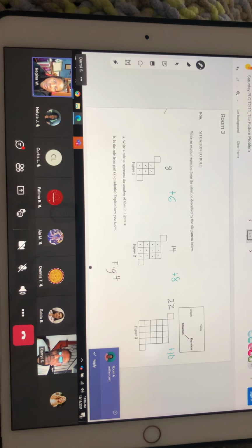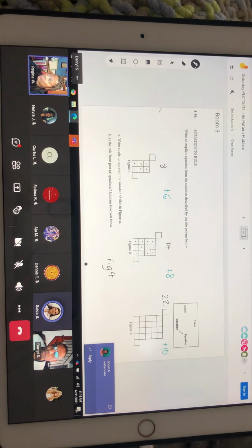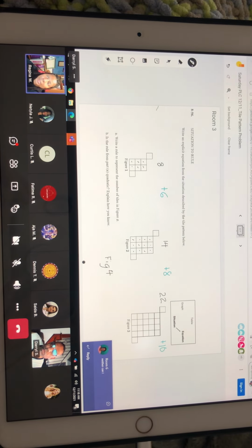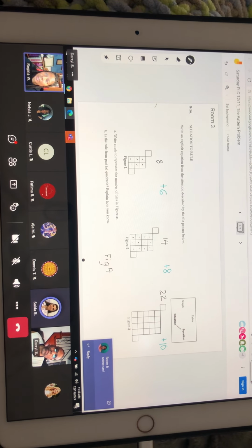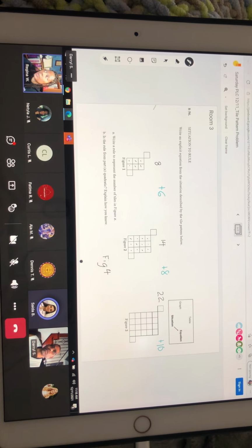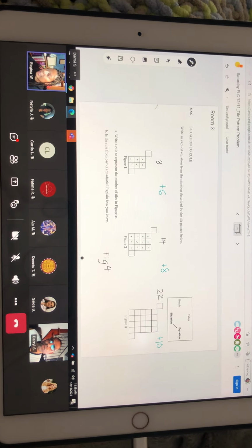So if you can't draw on it, Kiera or whoever sent them the Jamboard, if you could click on the Jamboard and change it from editor to, you go to your share screen and change it.